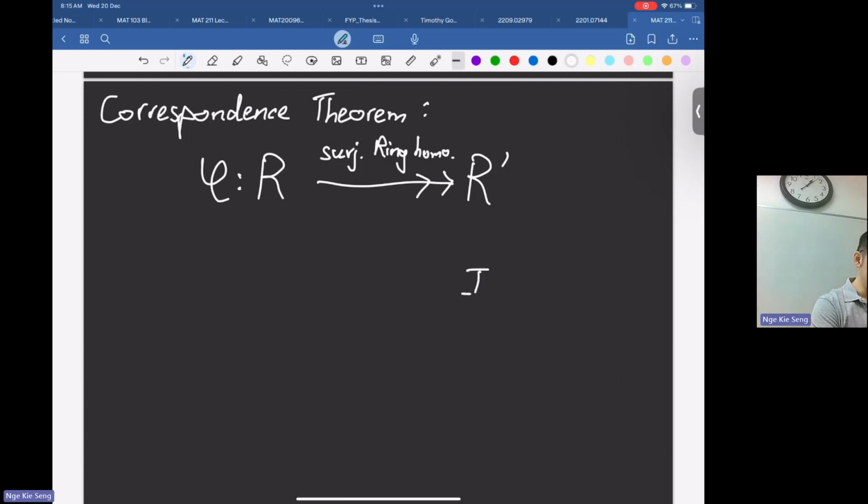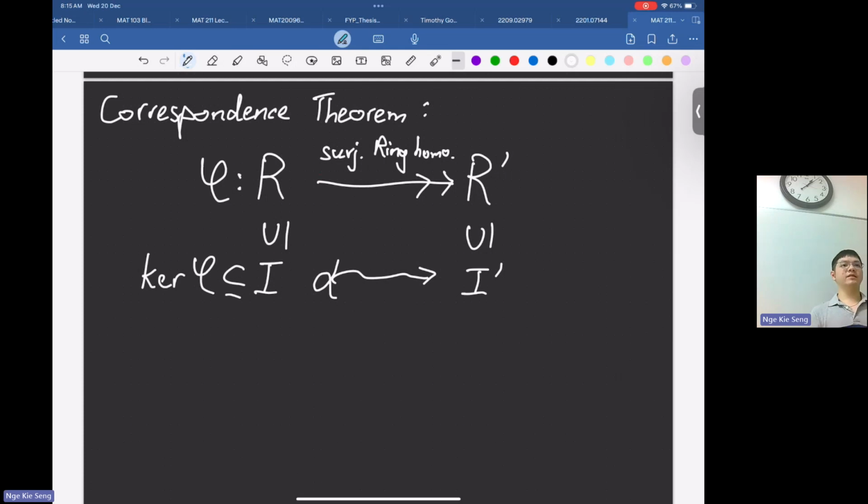You take any ideal inside your codomain. There is a one-to-one correspondence to an ideal in your domain that contains the kernel of your ring homomorphism. It is the same bijective correspondence.